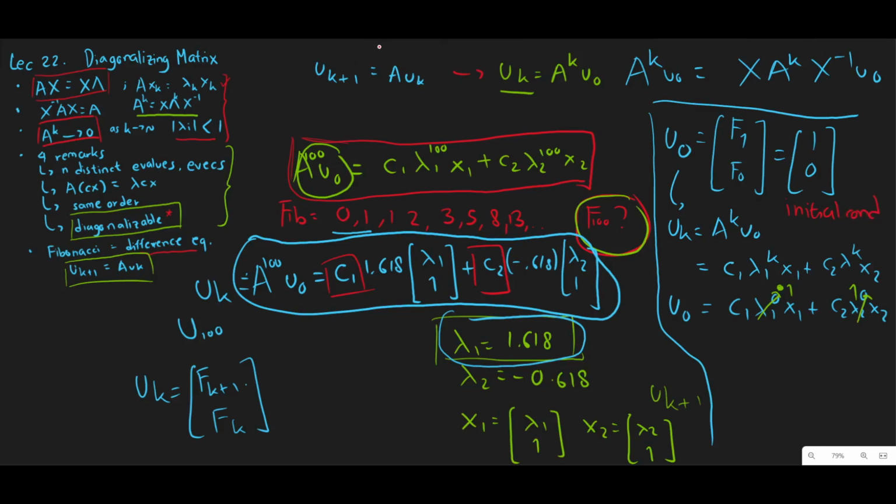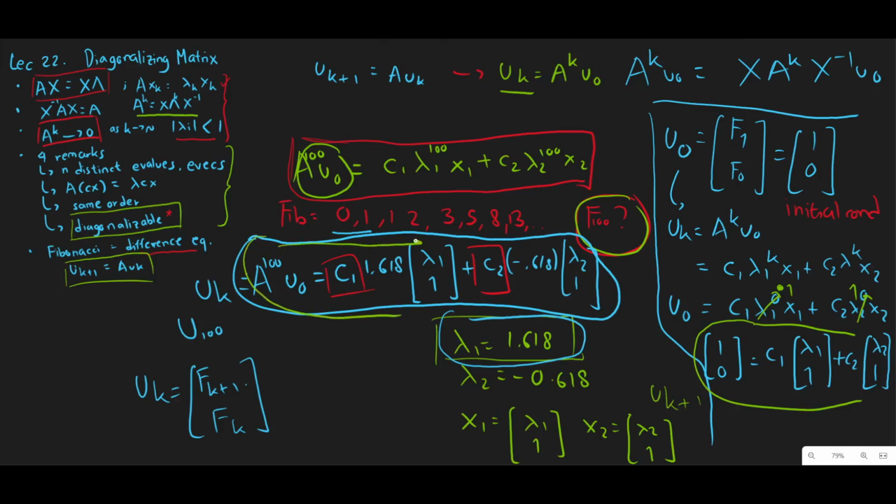Okay, so you'll have (1, 0) equals c1 times (lambda 1, 1) plus c2 times (lambda 2, 1), and there you have it. You can find c1 and c2 and you can have the general solution to find the 100th term in the Fibonacci numbers.